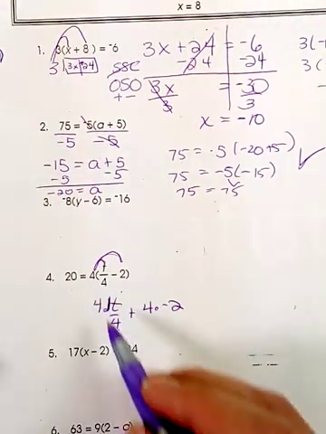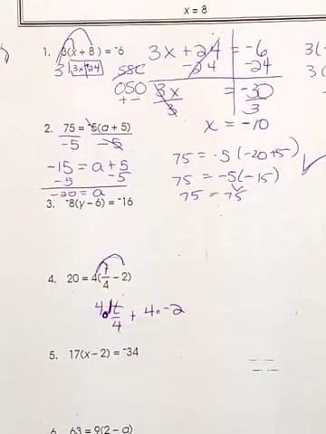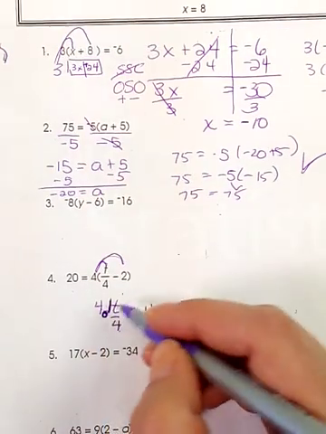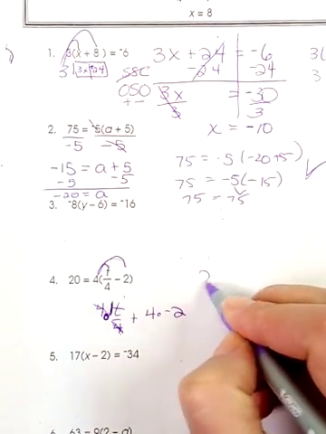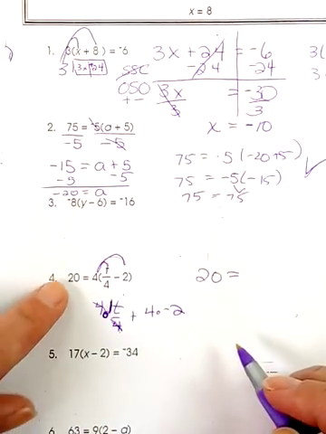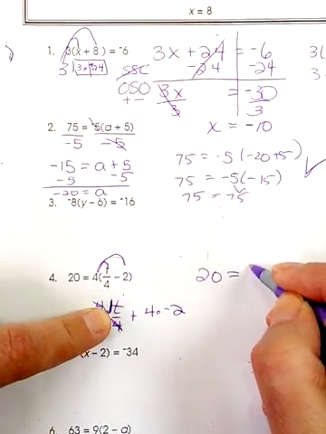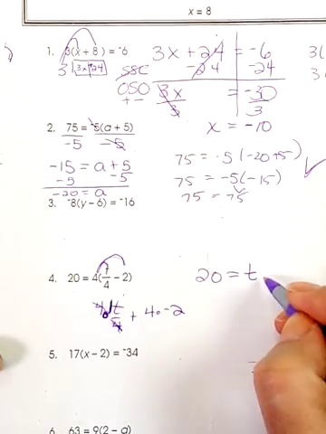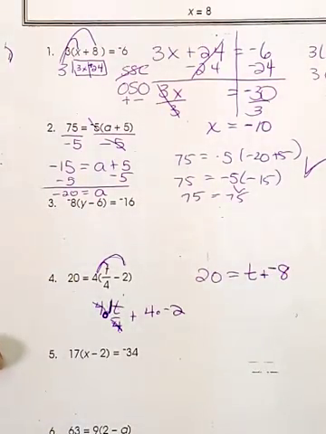A 1. If you don't get that, do 4 times 1 over 4 in your calculator. Remember, you can't put the letters in your calculator. 4 times 1 over 4 will give you the answer 1, because these 4's divide off. So my new equation is 20 equals, the 4's divided off, I have just t, and 4 times negative 2 is a negative 8.